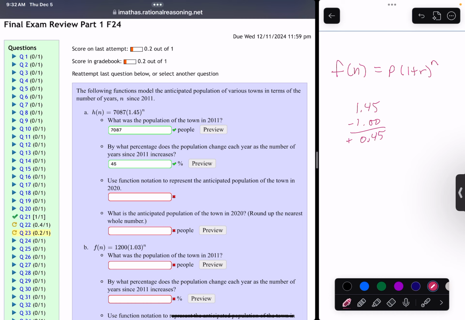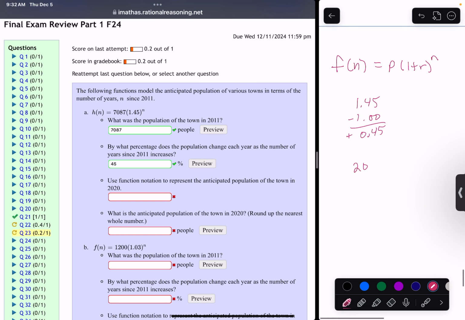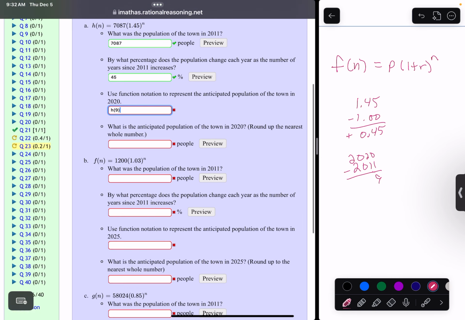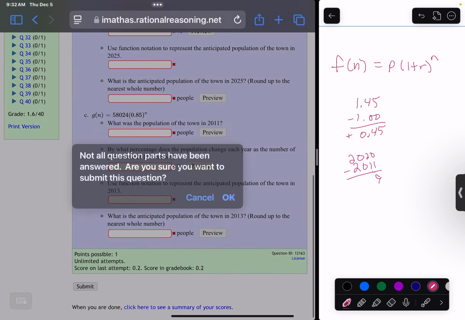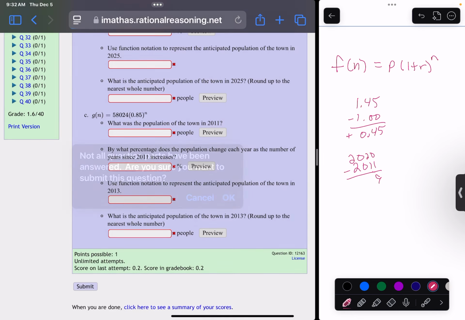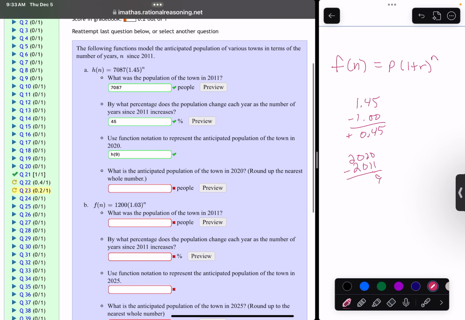Okay. And then it says, use this function notation to represent the anticipated population of the town in 2020. Well, if we take off 2011 from 2020, that's a 9-year change. So our function was h in this particular problem. So we're just going to find h of 9. Now, they didn't say to calculate it. They just said use function notation. So I think they just want h of 9. Let me just check. Okay. Great.